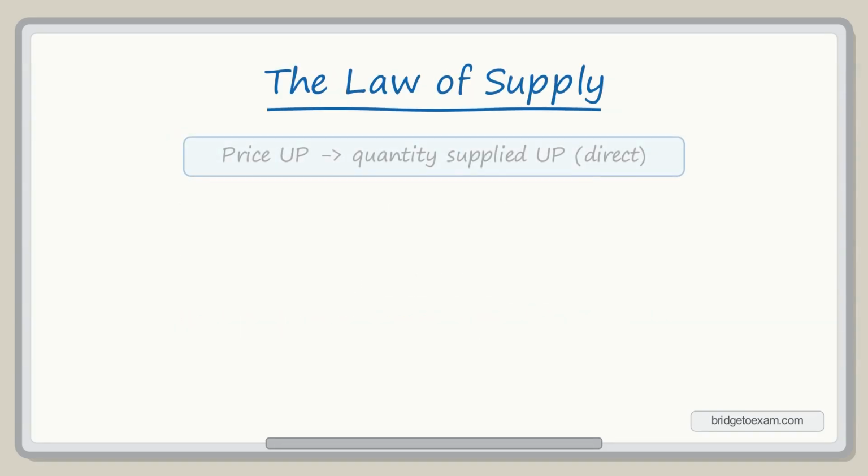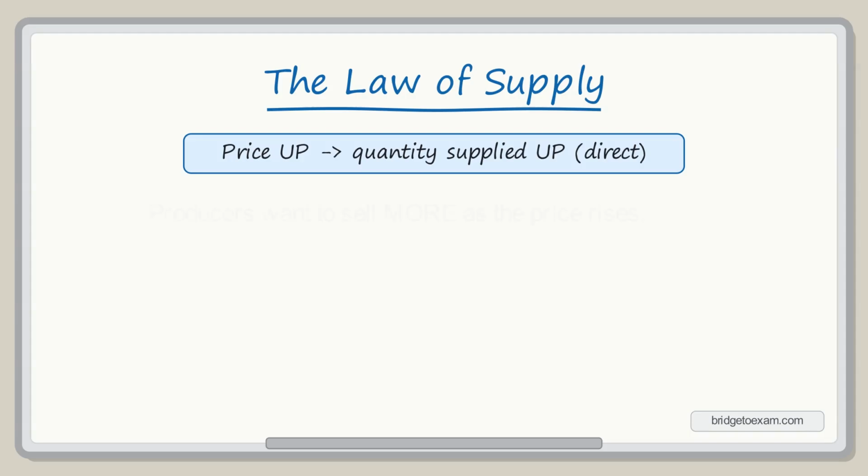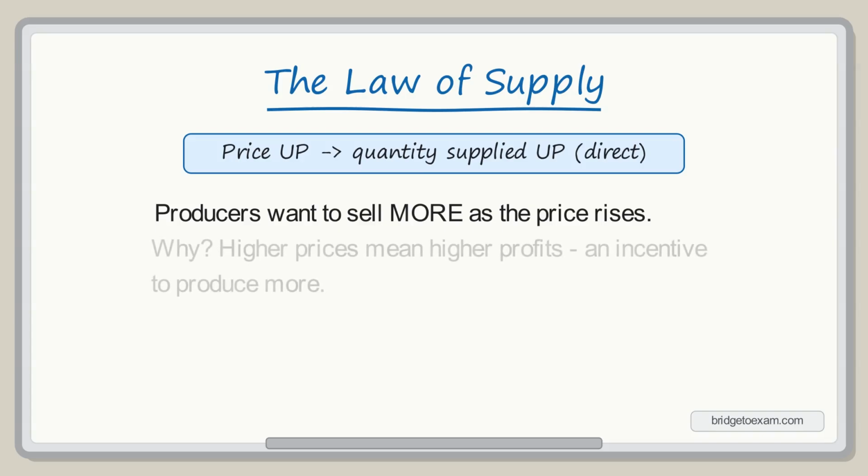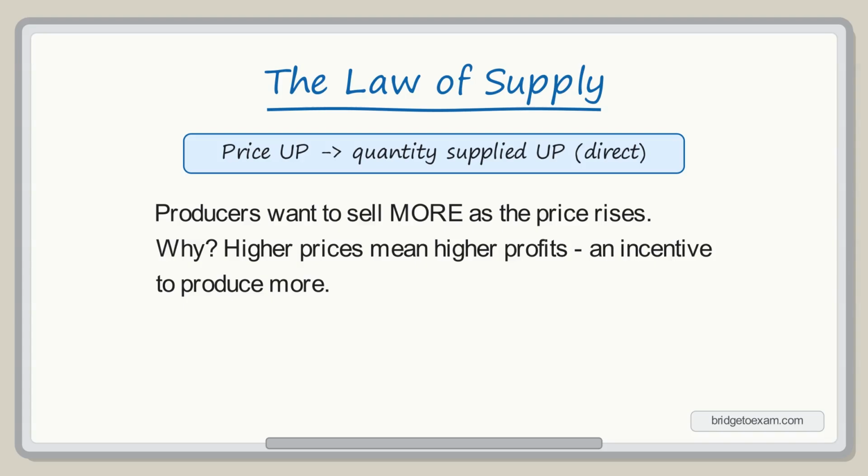Now the other side. Supply. How much producers are willing to sell. The law of supply is the mirror image. As the price rises, the quantity supplied rises too. It's a direct relationship. The reason is simple. Higher prices mean higher profits, which gives producers an incentive to make and sell more. So the supply curve slopes upward, the opposite of the demand curve. Now let's put them together.